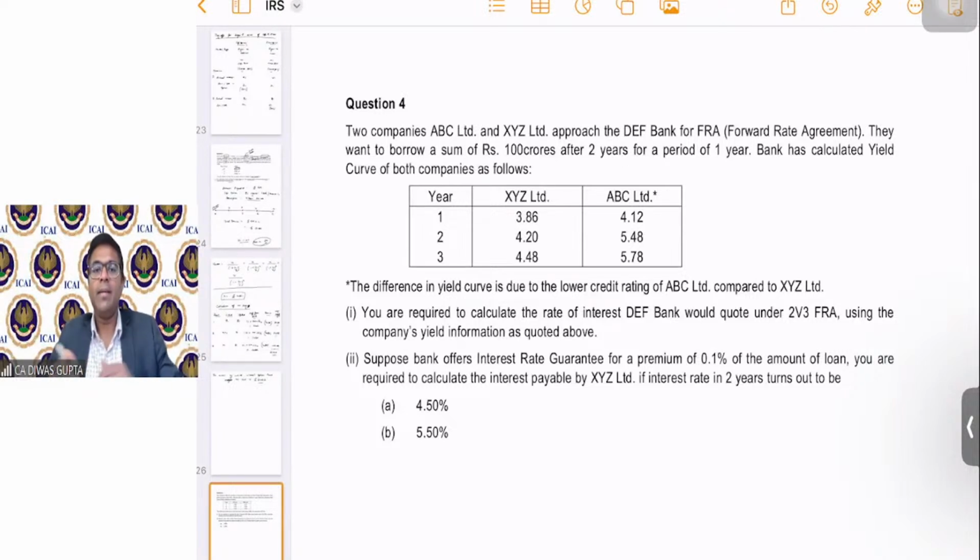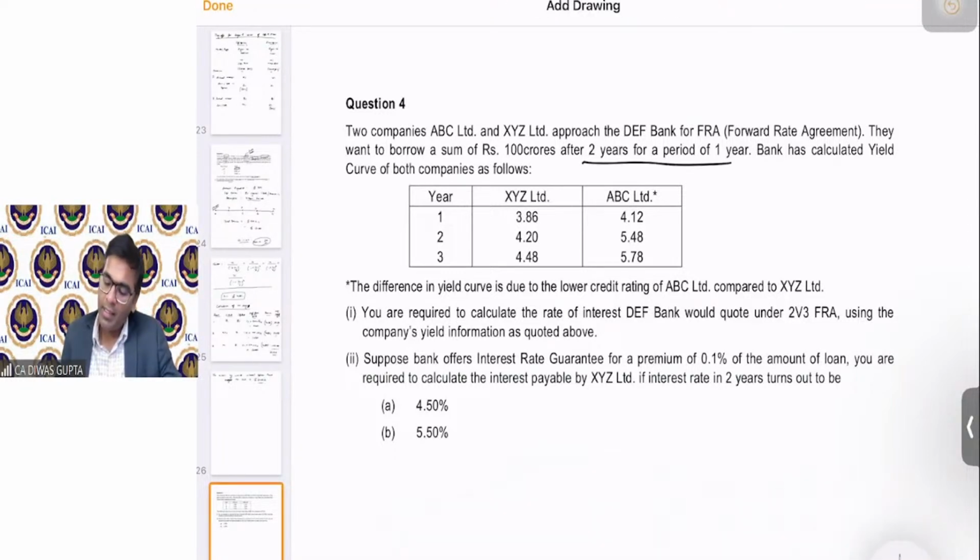Two companies, ABC Limited and XYZ Limited, approach the DEF Bank for an FRA, forward rate agreement. They want to borrow a sum of rupees 100 crores after 2 years for a period of 1 year. Bank has calculated the yield curve of both the companies. Now, students, first of all, let us denote this FRA.